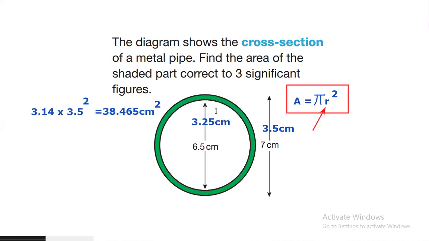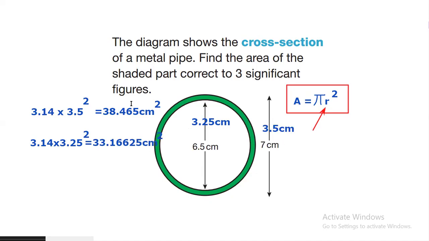Now you find the area of the smaller circle, which has a radius of 3.25. Same steps. So we have 3.14 multiplied by 3.25 squared. It has to be squared. And the answer is, let's use the calculator to find the answer. 3.14 times 3.25 squared. And the answer is 33.16625. Write all the numbers that you have in the calculator so you don't miss any numbers, okay? And the area is in centimeters squared, okay?